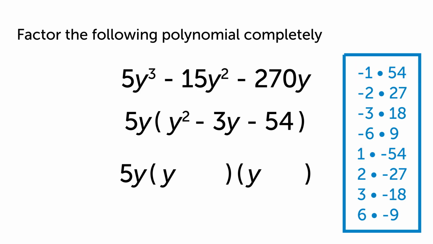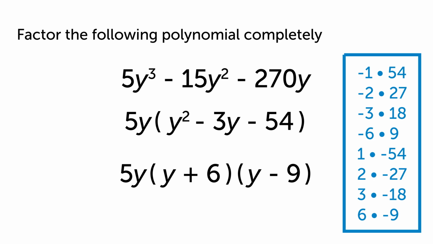After we have listed all of the possible factors, to determine which set to use, we shift our focus from the negative 54 to the middle term, the negative 3y. Since this term is the result of adding the products of the outside and inside terms when multiplying the binomials, we need to use the factors that will combine to equal negative 3. As we go through the list, we see that 6 and negative 9 sum to negative 3. So those are the factors we use. We will place the numbers positive 6 and negative 9 into the second terms of our binomials.